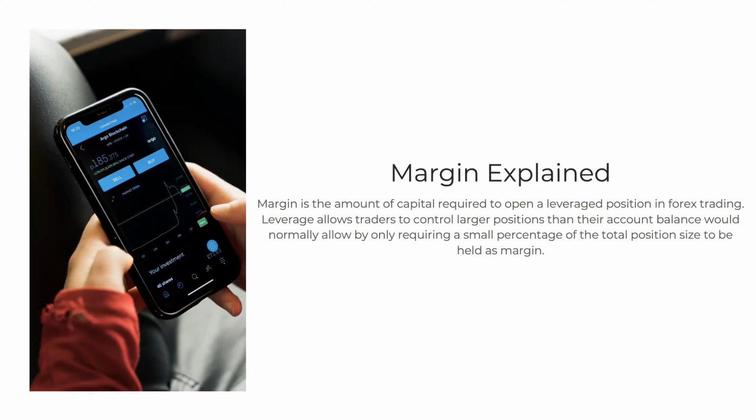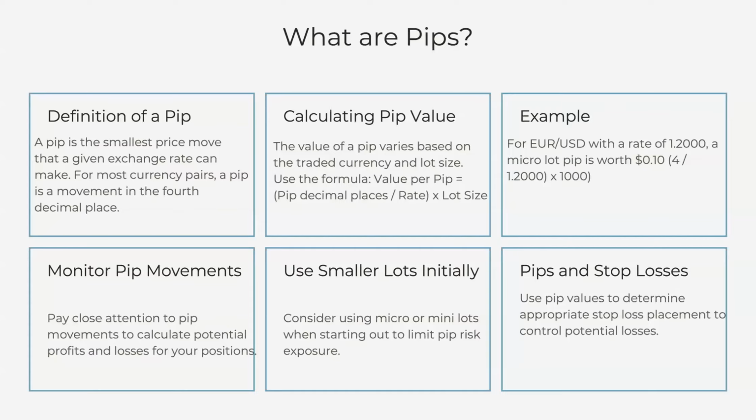Okay. All right, margin explained. Margin is the amount of capital required to open a leveraged position in Forex trading. Leverage allows traders to control larger positions than their account balance would normally allow by only requiring a small percentage of the total position size to be held as margin. Okay, this is why you can take a $100 account and flip it to $1,000 the same day if you wanted to, or in the same week. Obviously you would be over-leveraging, but you have the leverage there to do it.